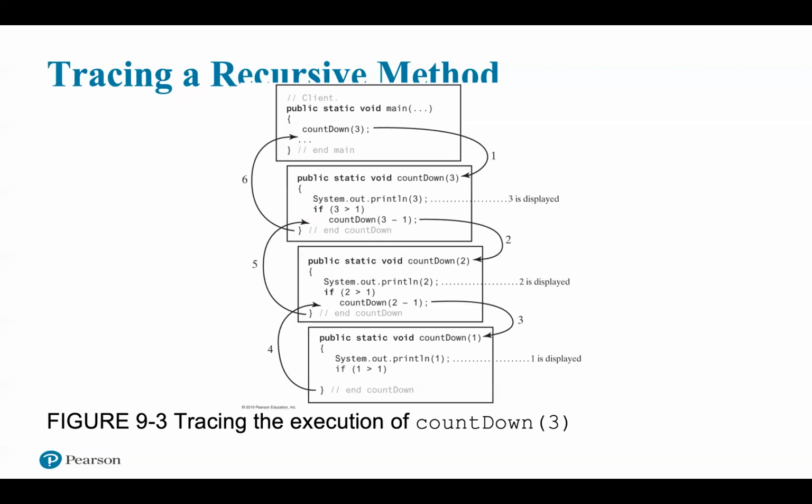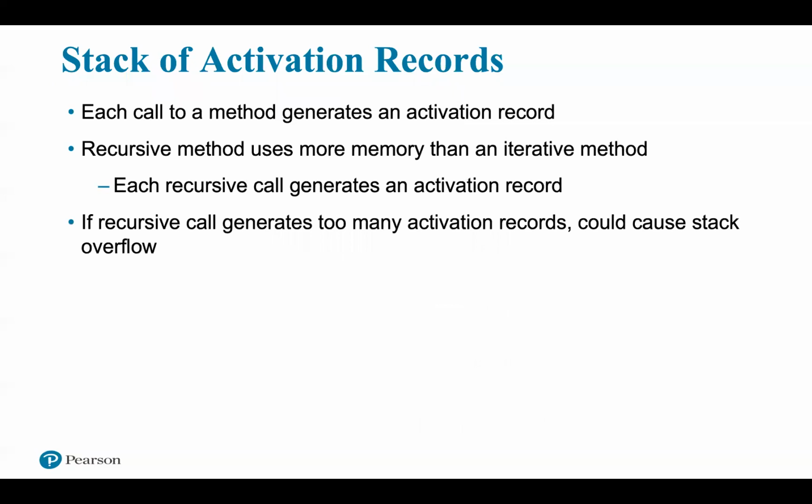And now figure 9.3 illustrates a sequence of events from the time that countdown is first called with argument 3. The numbered arrows indicate the order of the recursive calls and the returns from the method. After 1 is displayed, the method completes execution and then returns to the point at arrow 4. After the call countdown(2), execution continues from there, and the method returns to the point at arrow 5. And after the call countdown(3), ultimately the return to the point at arrow 6 after the initial recursive call in main occurs. And so we can see it goes down and it goes back up.